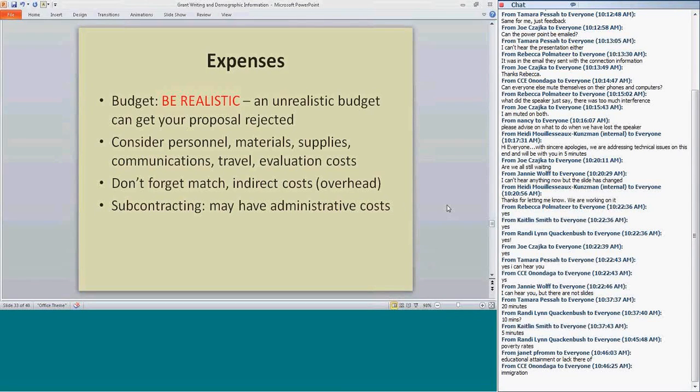Don't forget matches that you're including. That's really, really important. If you have money to put towards it in some way, or other resources that you're putting towards it, I think that reinforces this concept of partnership. We're in this for the long haul, and here's what we're contributing. We're not just asking for your money. And just don't forget that subcontracting may have certain administrative costs that you'll have to include, and just the cost of the services.